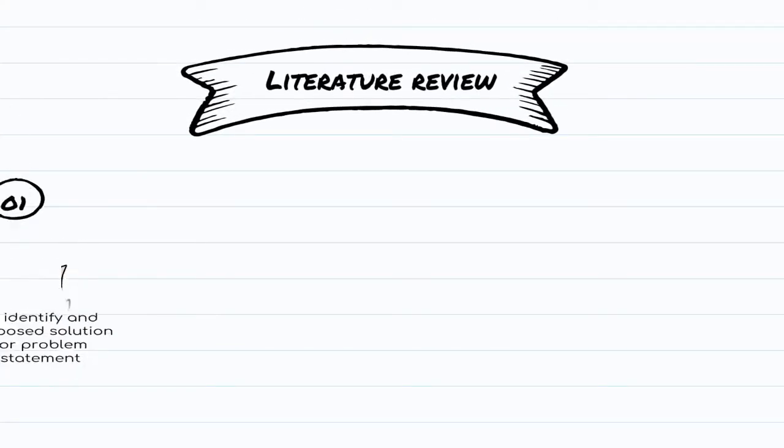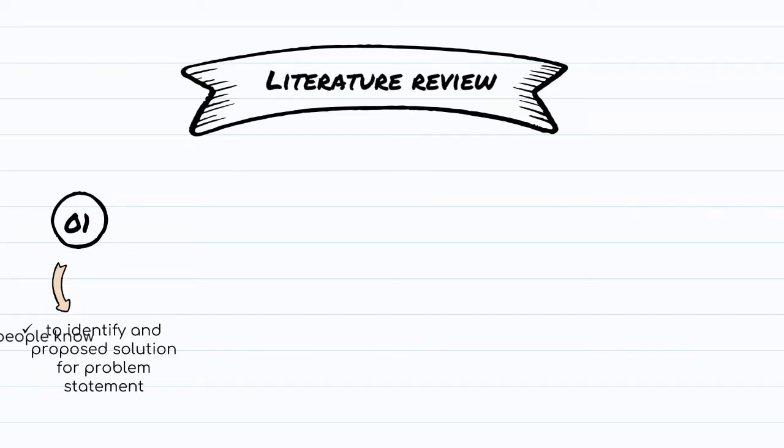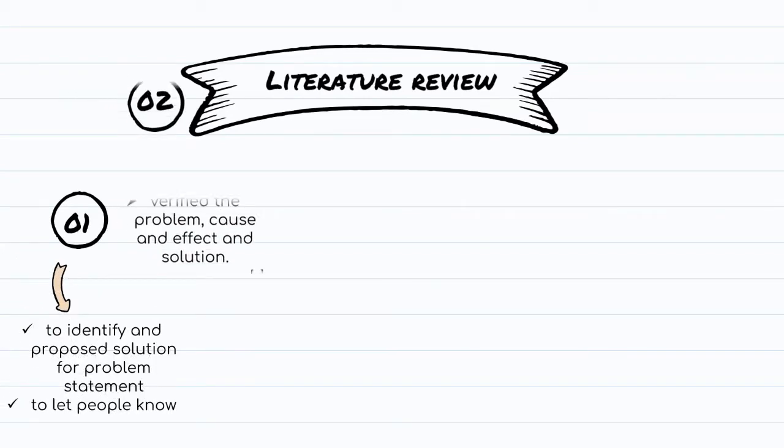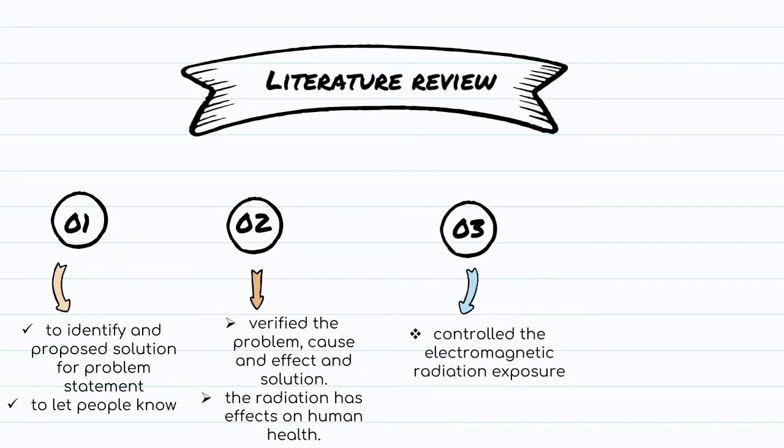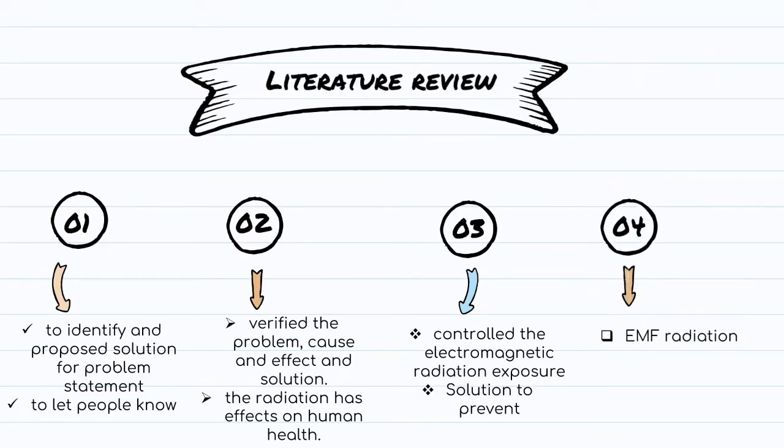For the literature review, first, to identify and propose a solution for the problem statement to let people know. Second, verify the problem cause and effect and solution. Radiation has effects on human health. Third, control the electromagnetic radiation exposure solution to prevent. And fourth, EMF radiation. Every statement of problem has its own solution.